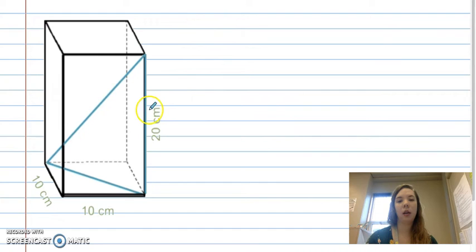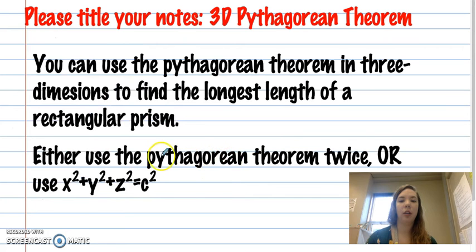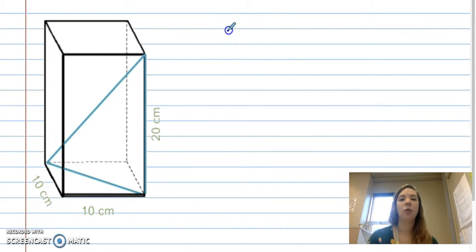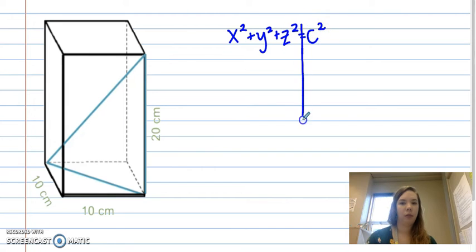So this time we have a rectangle. It's not a square, but these shorter lengths all up here are going to be 10 centimeters, and down here. And then the height is 20, so all these longer lengths are 20. The other method, so we just did the method where you use the Pythagorean Theorem twice. This time we're just going to use x squared plus y squared plus z squared equals c squared. So we'll start with that. Okay, so I have 10, 10, and 20.